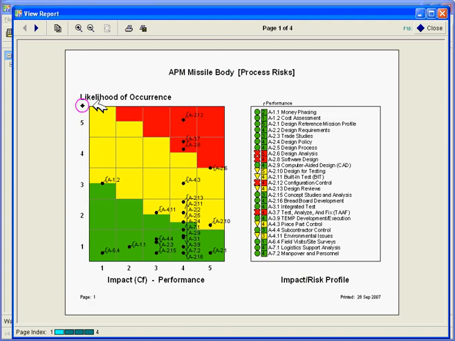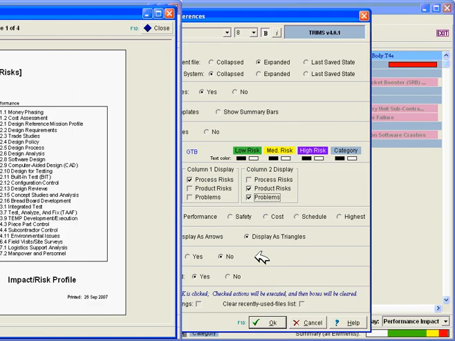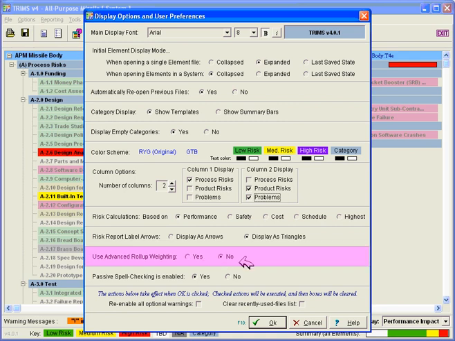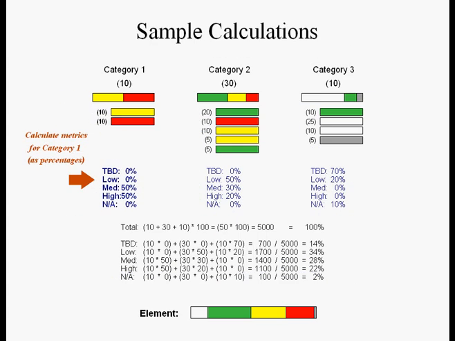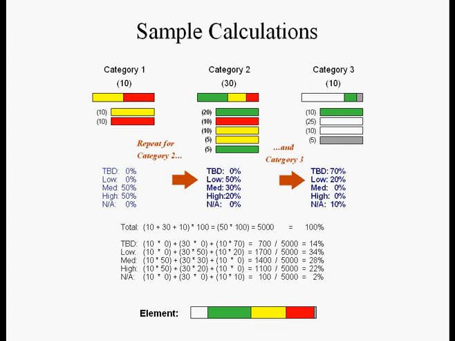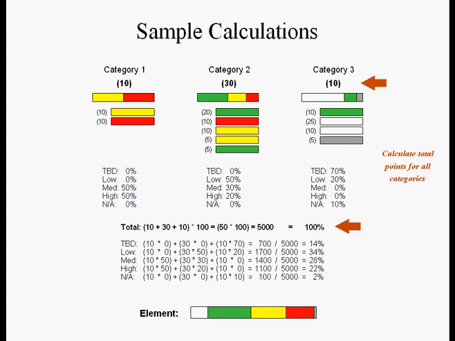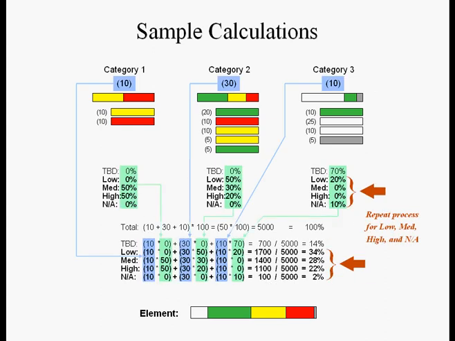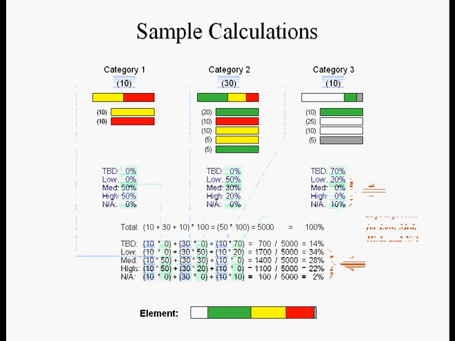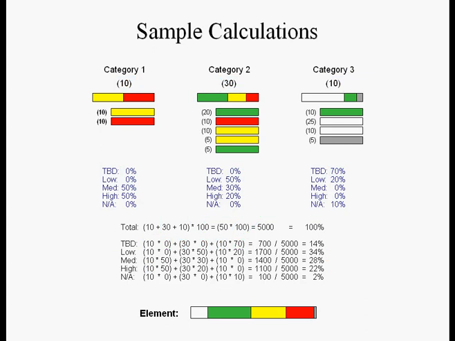The advanced roll-up weighting option affects how the risk summaries are calculated. Without it, every template counts equally, regardless of where it is in the tree structure. When this option is enabled, the template weights are used to generate a weighted summary at the category level. At the next level, the categories are also weighted and are compared to generate another weighted summary at the next level. This process is repeated all the way up to the element level. If you have questions about this feature, feel free to call the BMP Center of Excellence. We can tell you more about this feature and how it's used.